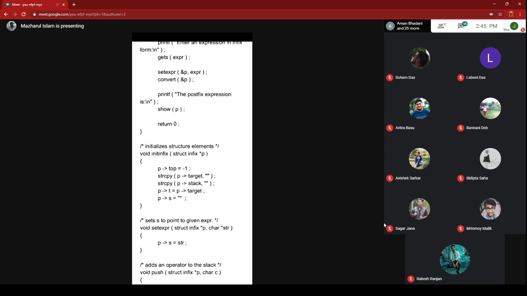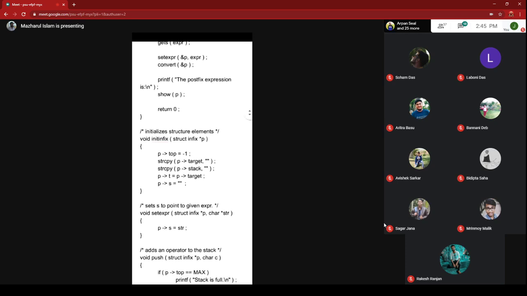You are copying the empty string to the target. Initially, I told you about Q, capital Q. Remember the algorithm: capital Q was initially empty. That idea has been implemented here. String copy p target, the empty string is copied there. Initially, a stack is empty, and that concept is here: string copy p stack, empty. The empty string will be copied to the stack.